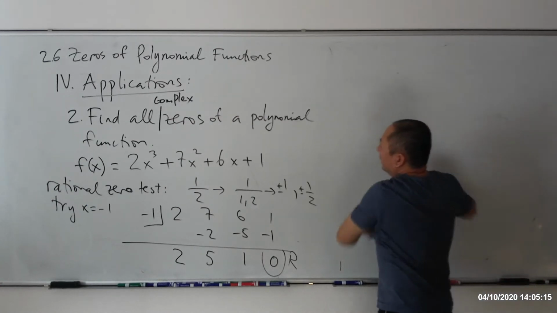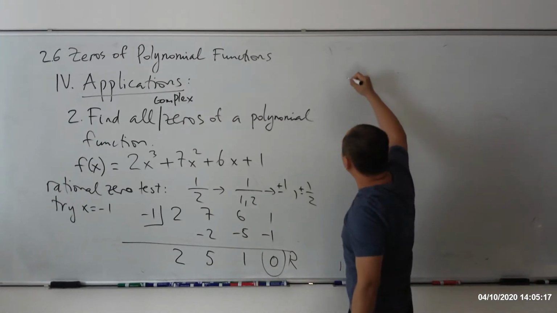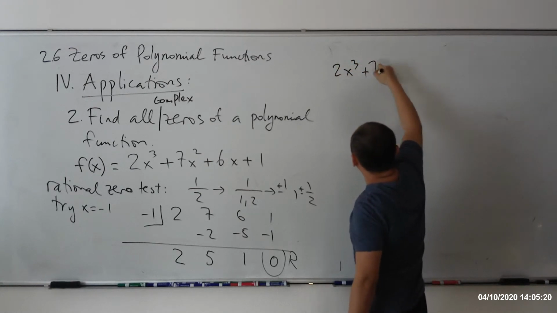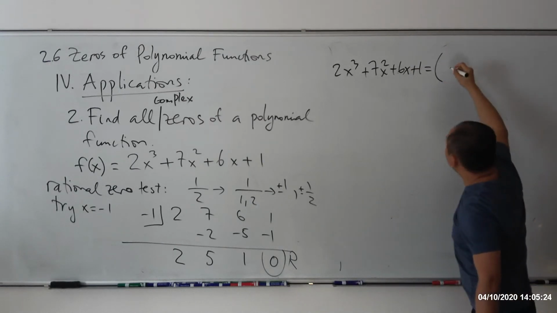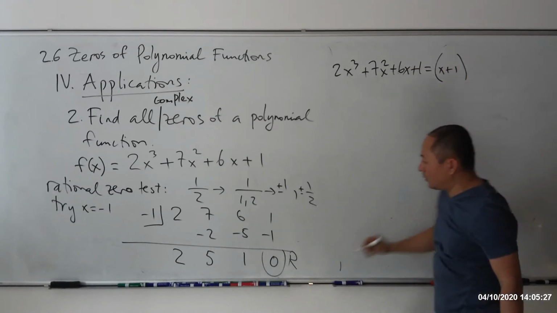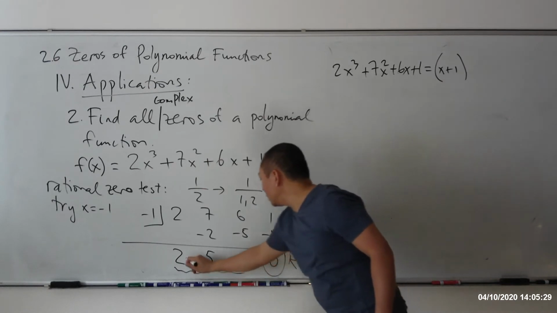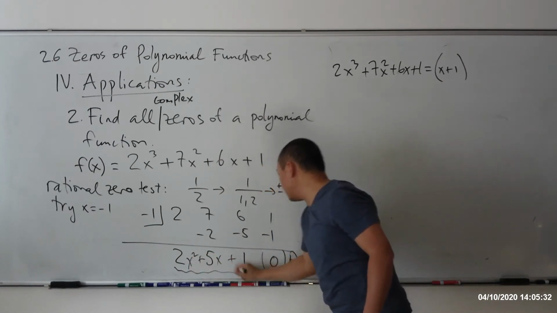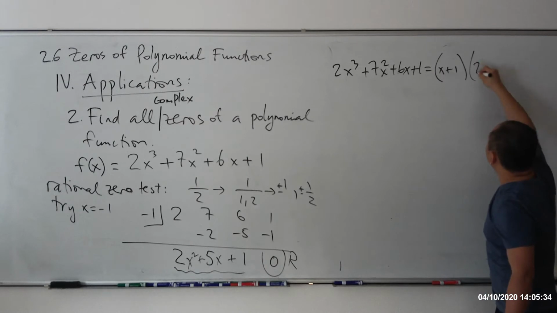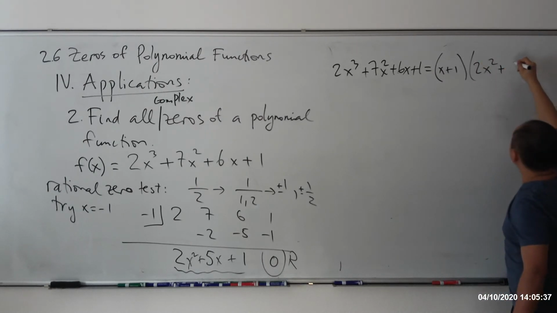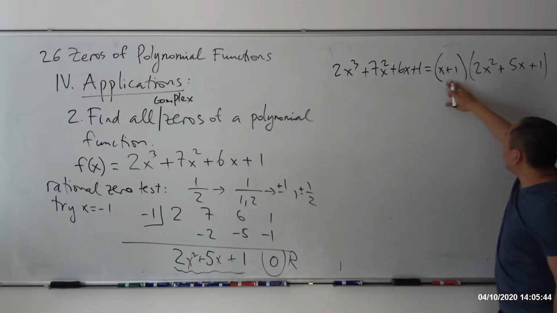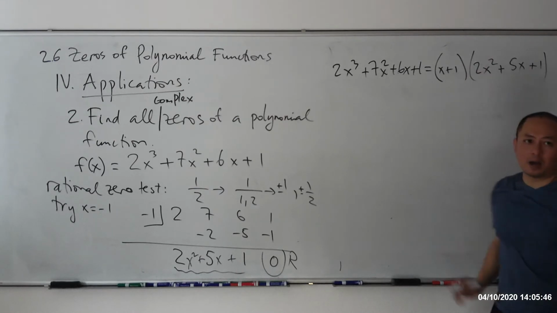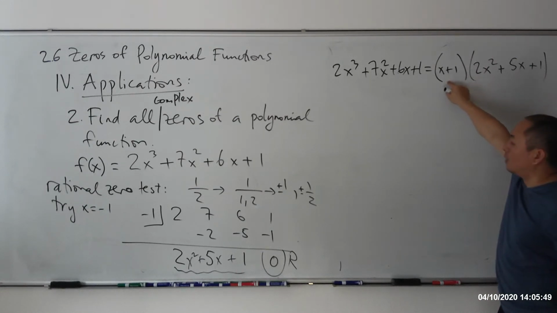That means the polynomial function f of x, 2x cubed plus 7x squared plus 6x plus 1, can be written as x plus 1 times the quotient right here. And how do you read the quotient? 2x squared plus 5x plus 1. X plus 1 times 2x squared plus 5x plus 1. You see that we already factored a polynomial of degree 3 into a product of 2 factors, linear times quadratic. Okay? X equal to -1 is a zero already.